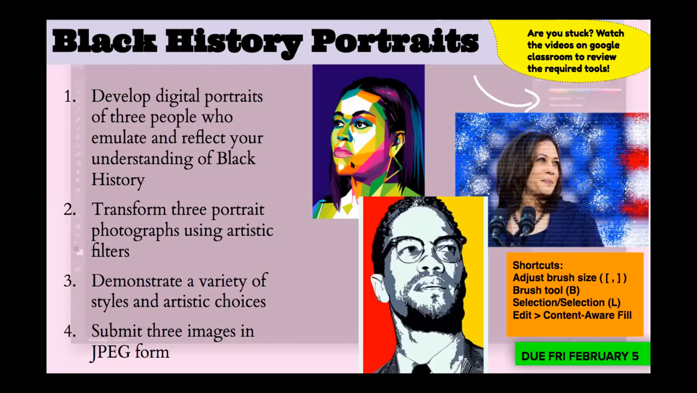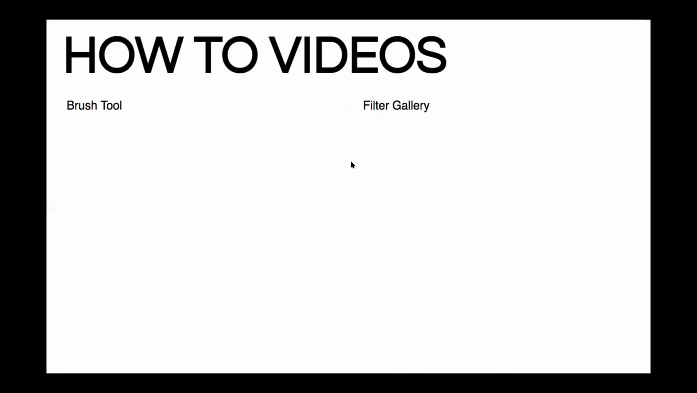So these are the expectations for this assignment. You guys are going to create 3 digital portraits of 3 different people who emulate and reflect your understanding and values of Black history. And you're going to transform these 3 portrait photographs using artistic filters. You're also going to use brushes. And then 3, you're going to demonstrate a variety of styles and artistic choices and submit these in JPEG form. And this is going to be due on Friday.